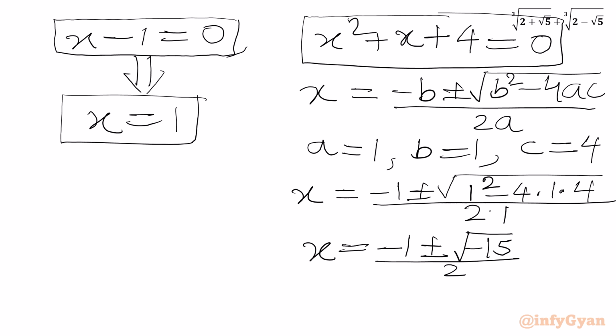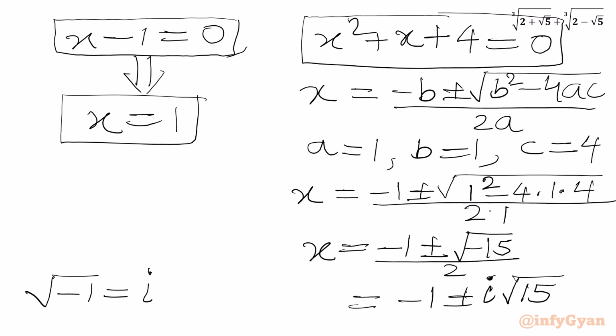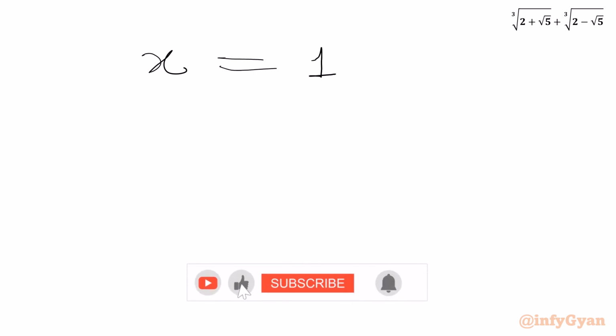Now we know that square root of negative 1 is complex number i. So I will write minus 1 plus minus i times square root 15 over 2. So here we are getting complex values, so we will reject. So the solution which we are going to accept, that would be x equal to 1. So our final answer becomes x equal to 1.